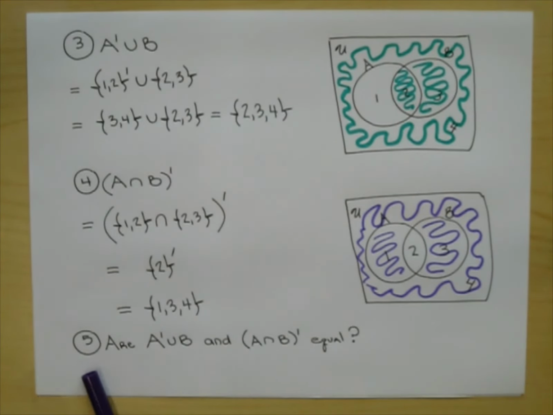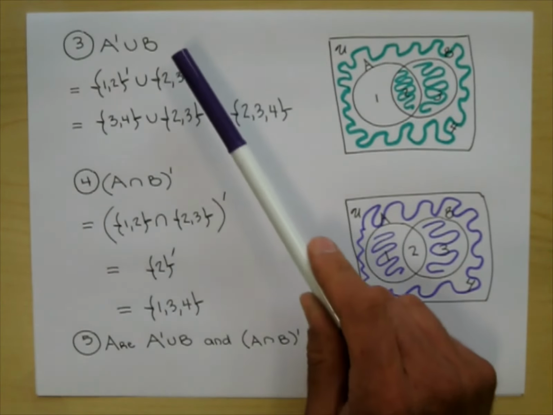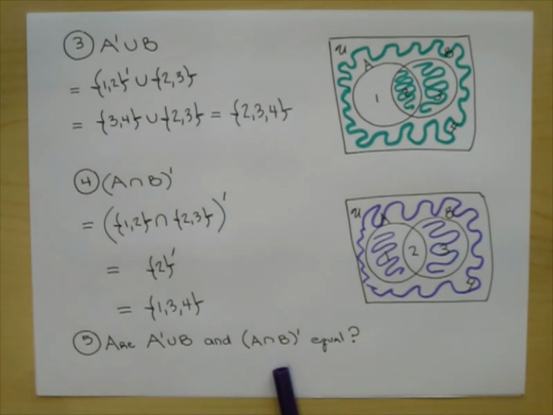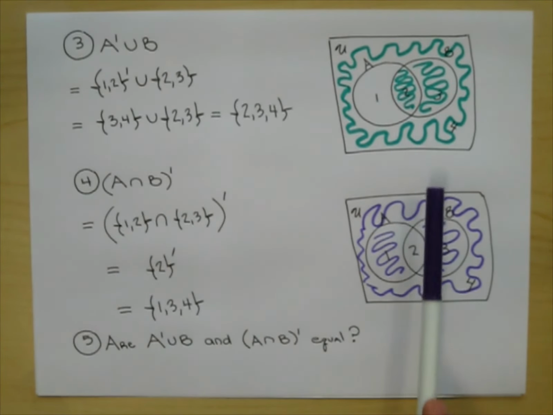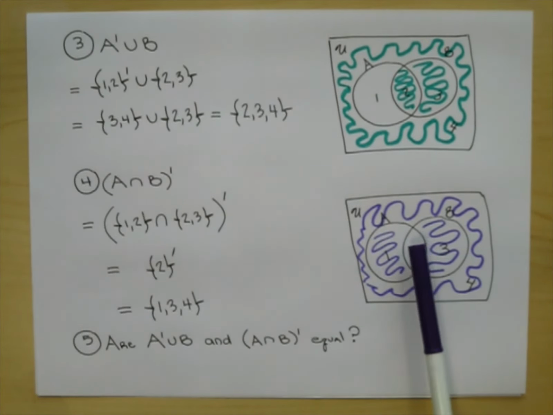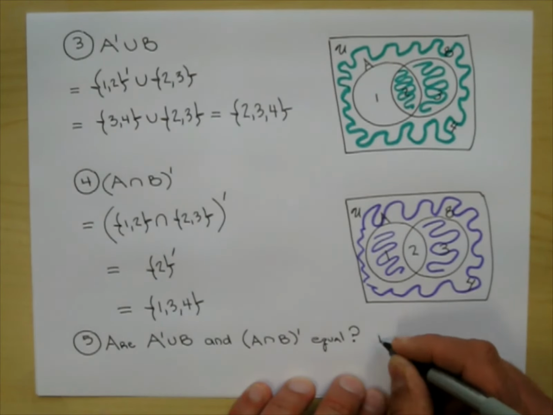And the next question says this: are these two sets, and those happen to be the ones that we just drew pictures of, are those two sets equal? Well, you know, to see if two sets are equal, they have to have identical shadings. Do those shadings look identical? And I'm not talking the color, I'm talking about where the regions are shaded. And no, that part is not shaded. Region 1 there. And then over here, region 2 is not shaded. So if they do not have the same picture, then guess what? They're not equal. The answer is no.